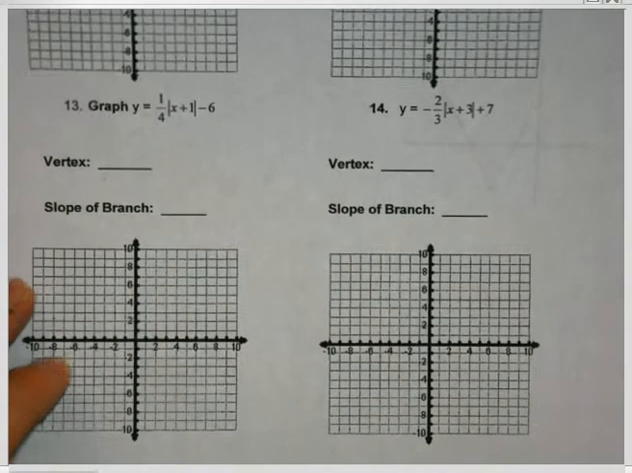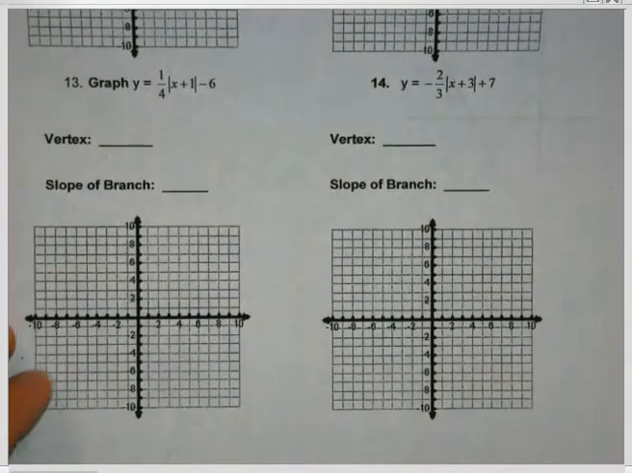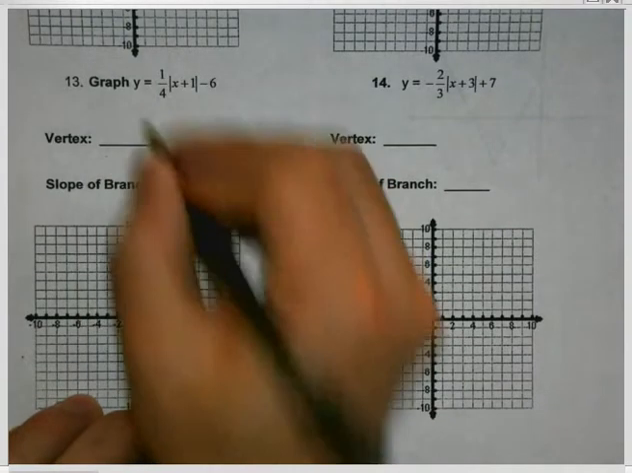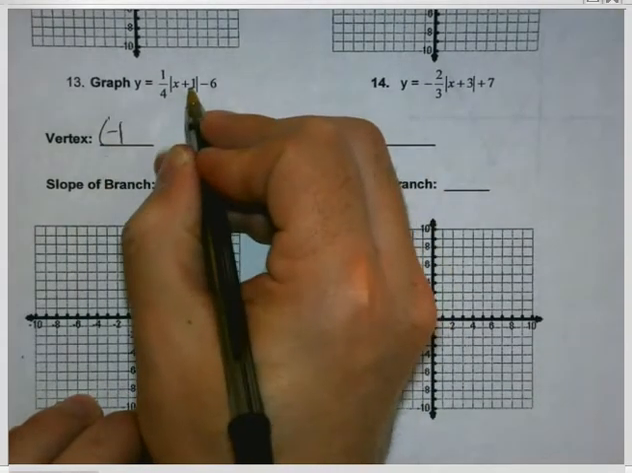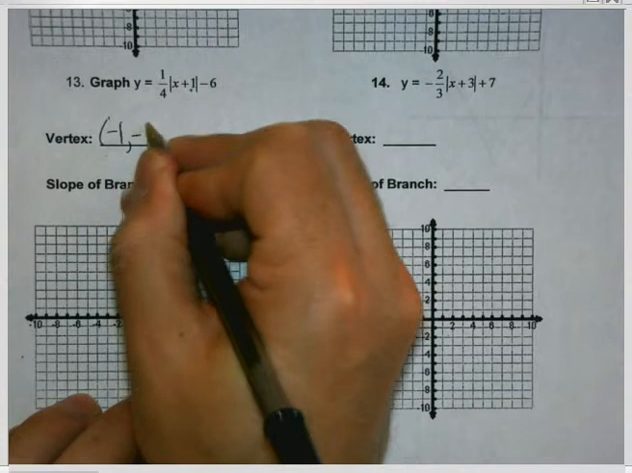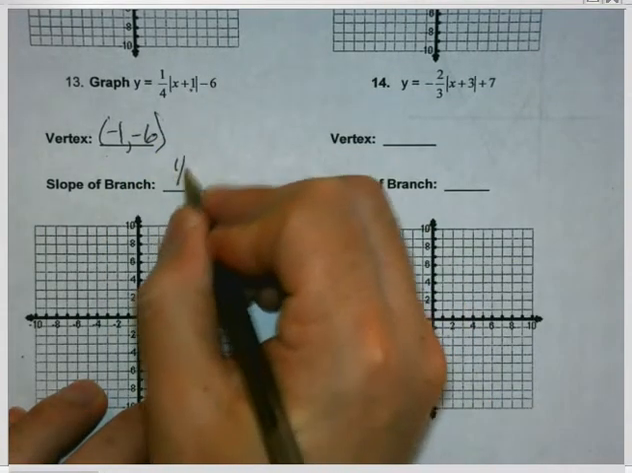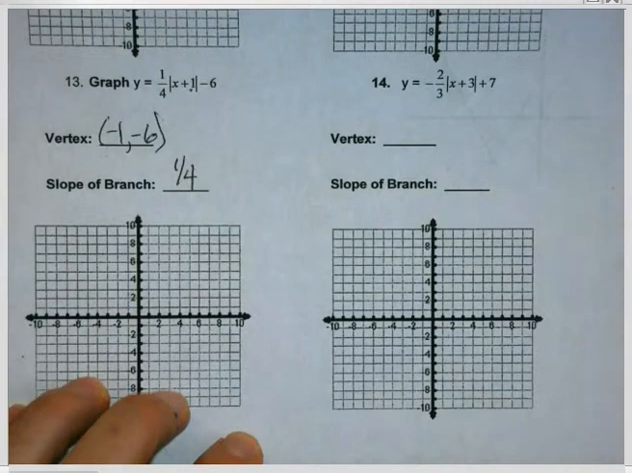When we get to 14, I want to actually graph that. So 13, what about my vertex? Negative 1, opposite of what I see inside. Negative 6. Slope? 1 over 4, whatever I see in front. You start to see this is basically like graphing regular lines.